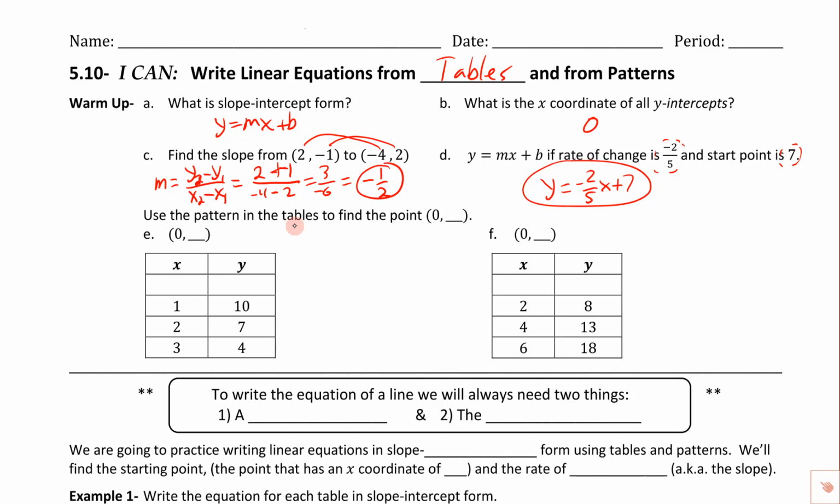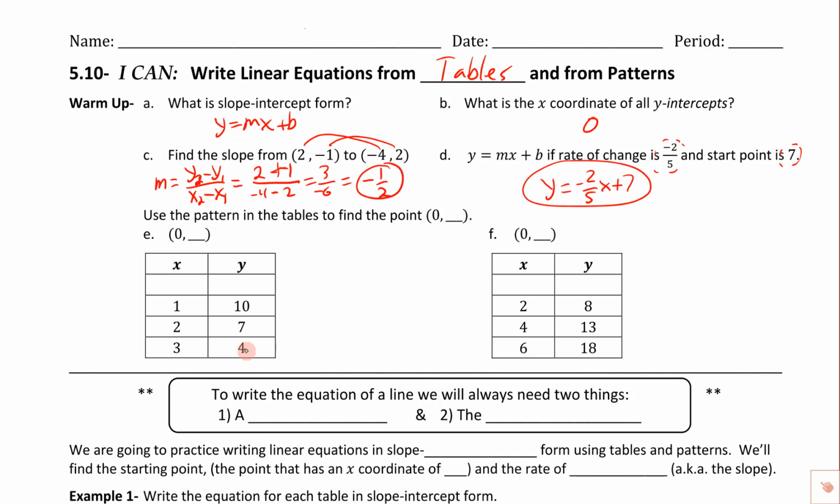It says use the pattern in the tables to find the point 0, comma, whatever that happens to be. Let's take a look at this one right here. We're going to write our answer right above, but let's follow this pattern. 1 corresponds to 10, 2 corresponds to 7, 3 corresponds to 4. Notice that the x values are counting up by 1 every time, so the next one would be 4, and so forth. And we go 10, 7, 4. Now you'll notice we're going down by 3 every single time.